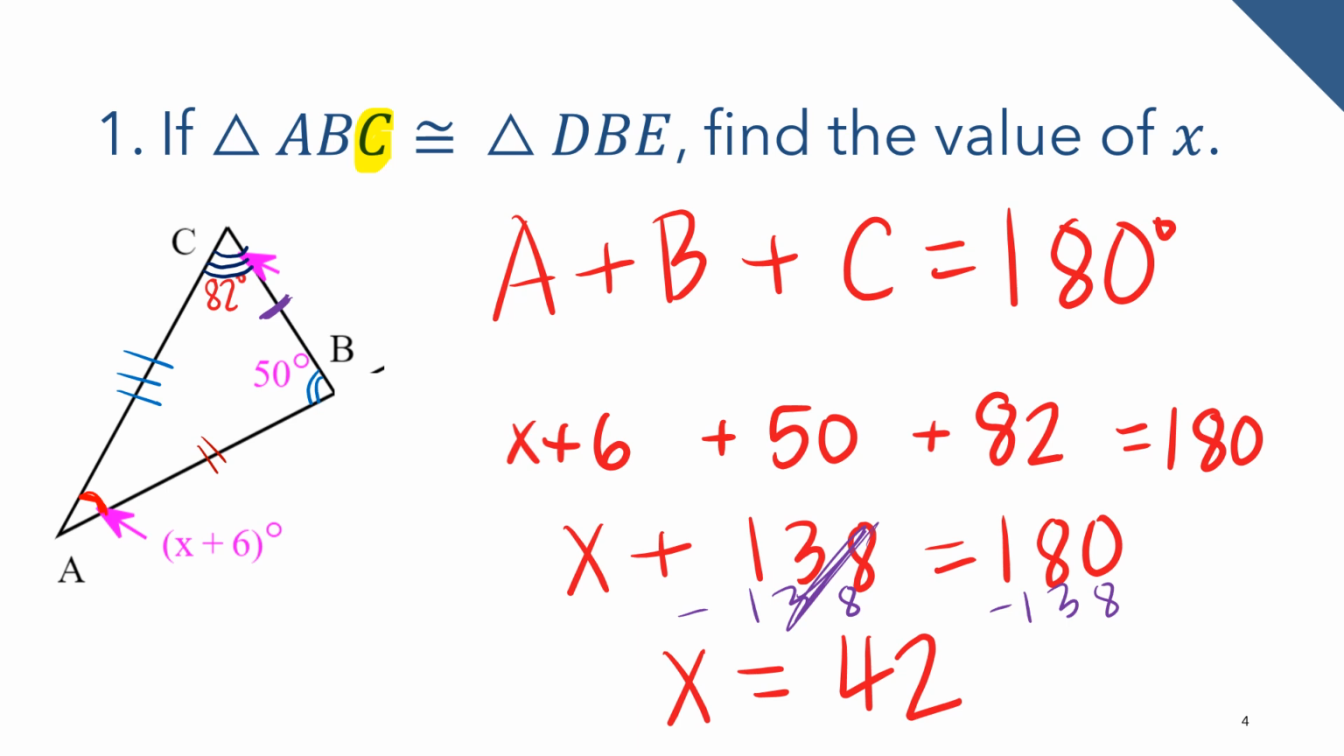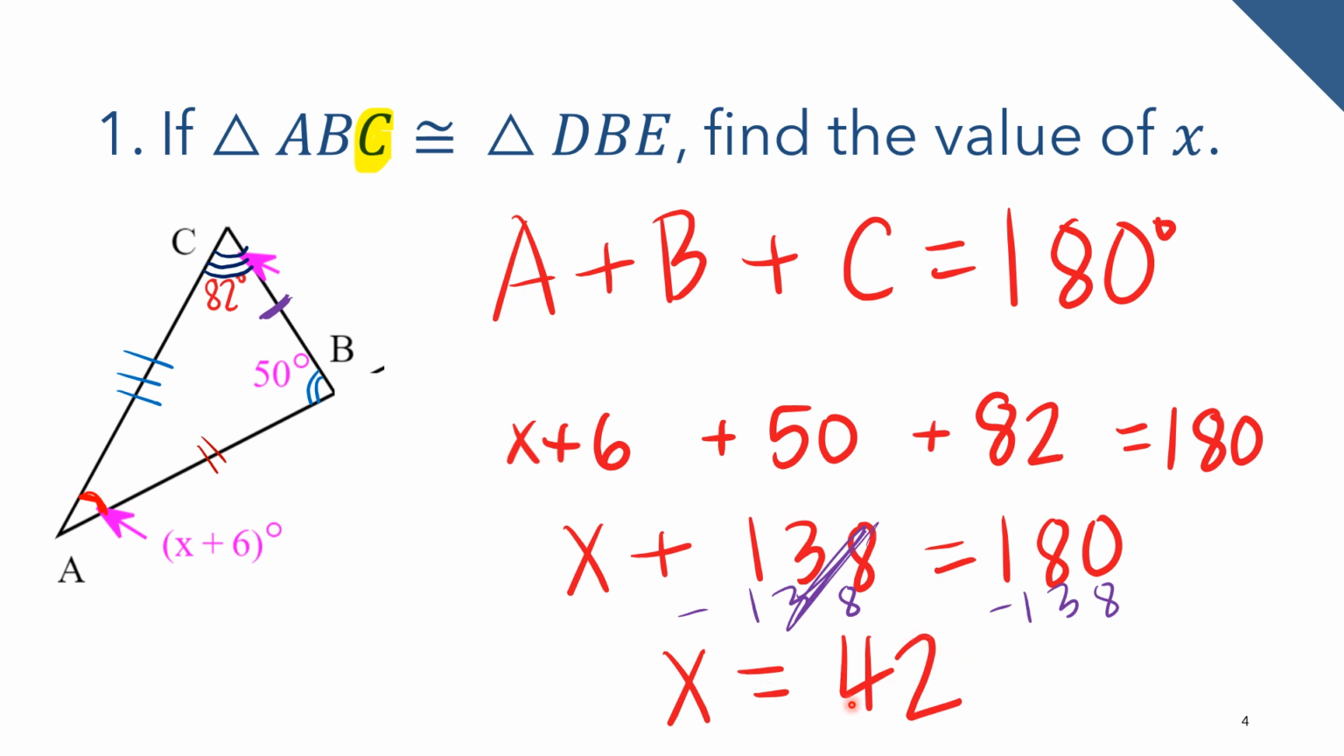42 does not need the degree symbol. Look back over here at the angle, x plus 6 degrees. It already had the degree symbol in there. x is just a number. x is not the angle in total. It's just part of this expression. So you don't need the degree symbol in your answer.